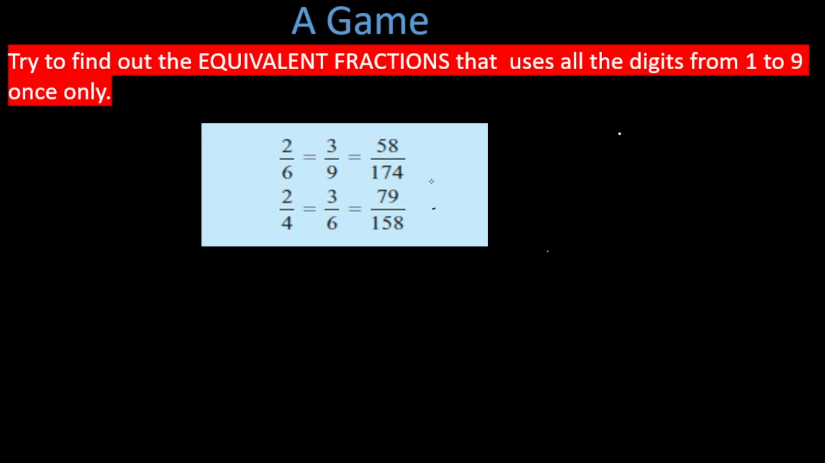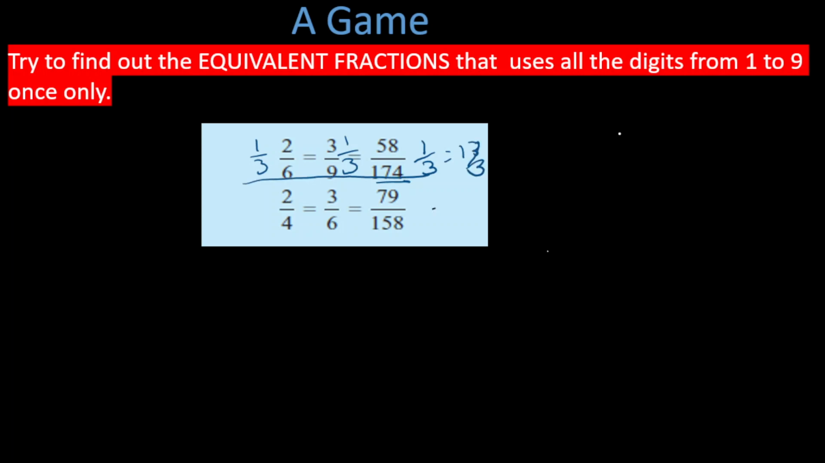These are the equivalent fractions that contain the digits from 1 to 9 once only. First let me check if these are equivalent fractions or not. Let's write the simplest form of this. Here 3 by 9 is nothing but 1 by 3 in its simplest form, and 58 into 3 is nothing but 174. So this simplest form is also 1 by 3. Here all the simplest forms are 1 by 3.